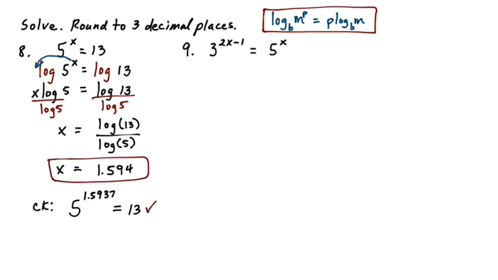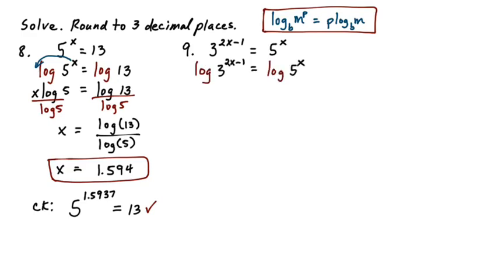So here we have 3 to the 2x minus 1 power is equal to 5 to the x power. Notice I can't use the equal bases concept because I can't get it so that we have the same bases. And there's nothing that we did previously that we could use other than what I just showed you. And we're just going to go ahead and take the log of both sides.